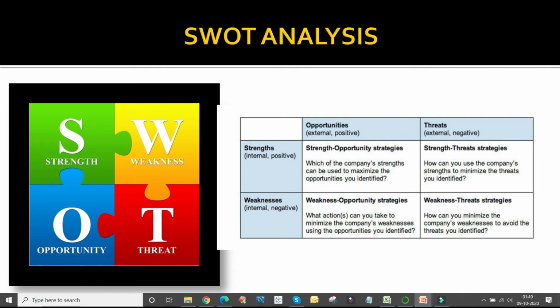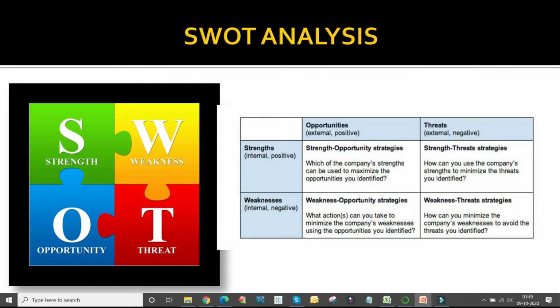Okay, so now let's talk about the threats. In case of threats, how can you use your company's strengths to minimize the threat? I mean, whatever strengths you have, if any kind of threat comes, how can your strengths overcome it? That's what exactly they want to say. And when it comes to weakness, how can you minimize your company's weaknesses to avoid the threats you have identified? So they try to draw on the positive side of your business instead of diving deep into the negative sides.